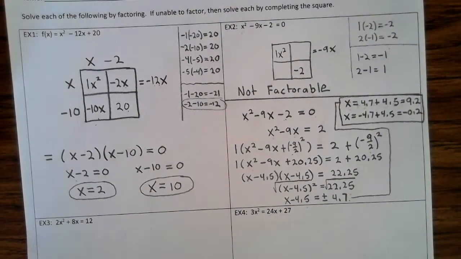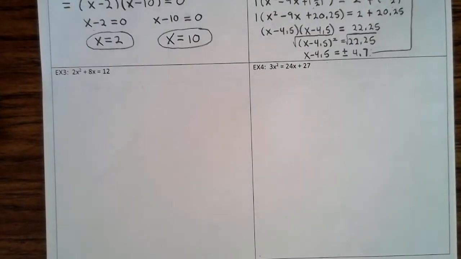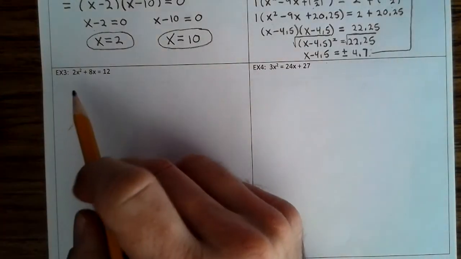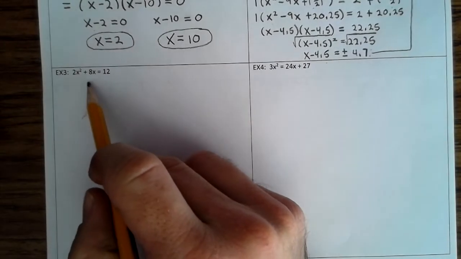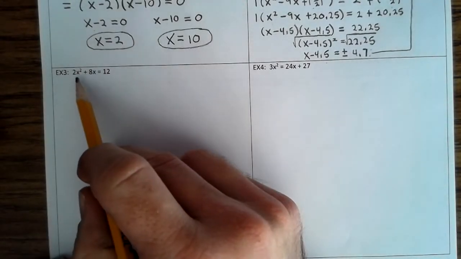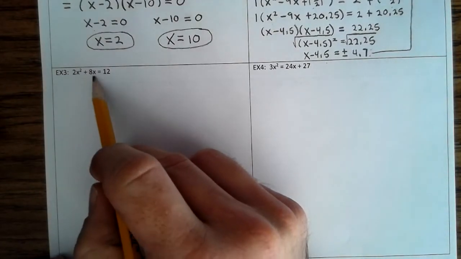All right. So now let's move on to example 3. All right, example 3. Now it looks like we could try to move the 12 over and try to factor and solve, but I'd argue that it looks like it's already in the place where we can complete the square. So let's do that. So we're going to factor the 2 out from both terms.